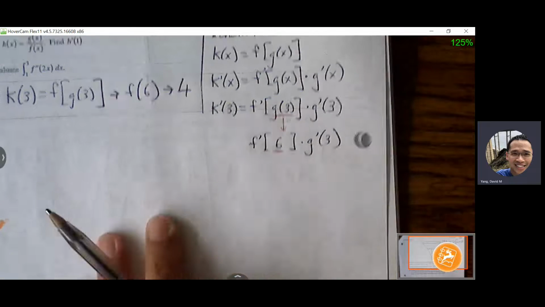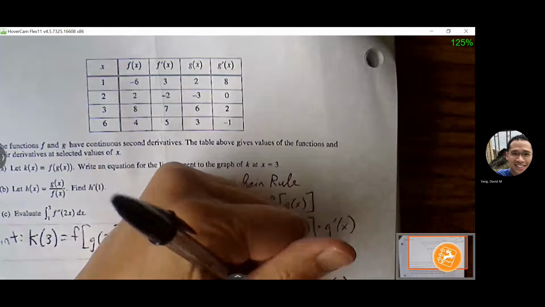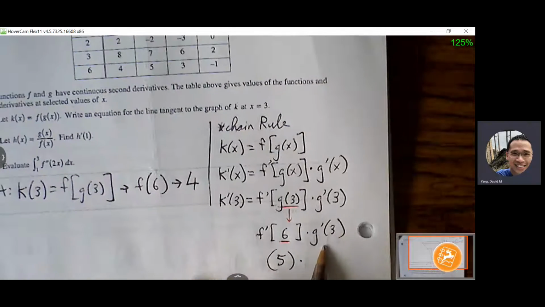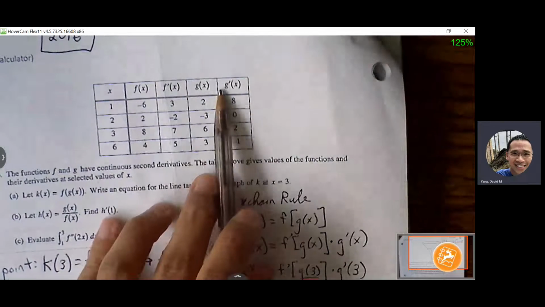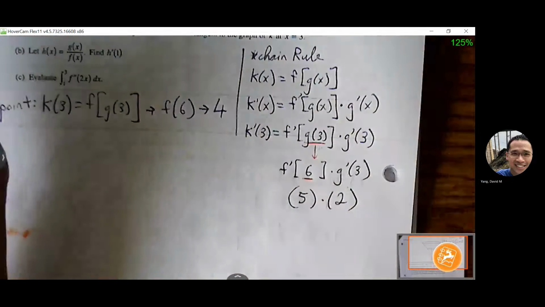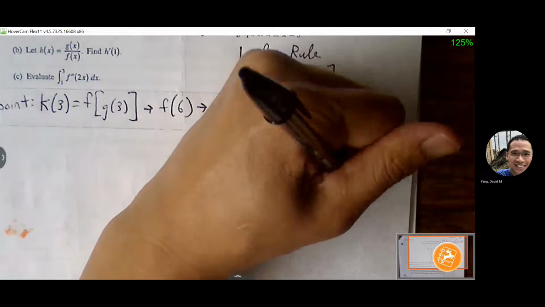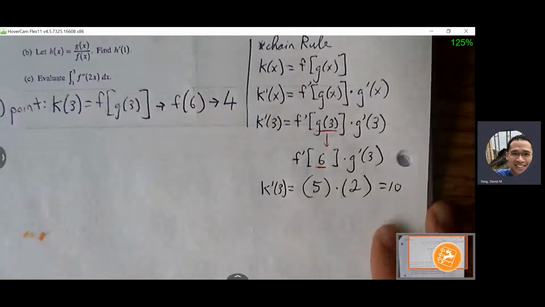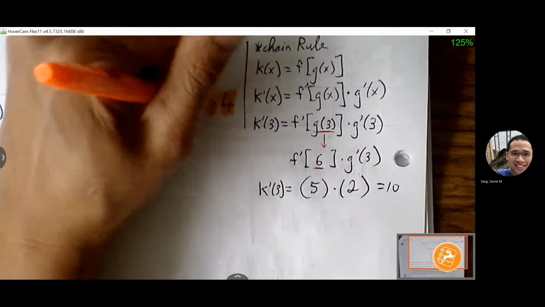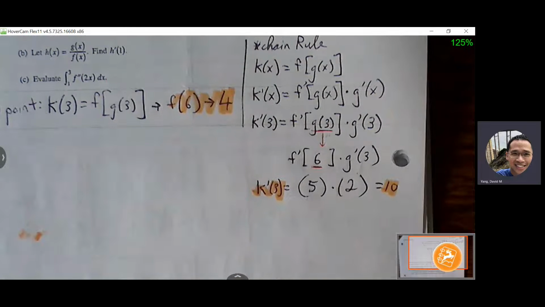f prime of 6, that's the slope of the f graph at 6. f prime of 6 is 5. And then g prime of 3, that's the second part of my derivative here. g prime of 3 is 2. So k prime of 3 is equal to 10. That's my slope. So I have my ordered pair, I have my slope. Now I'm ready for point slope form.